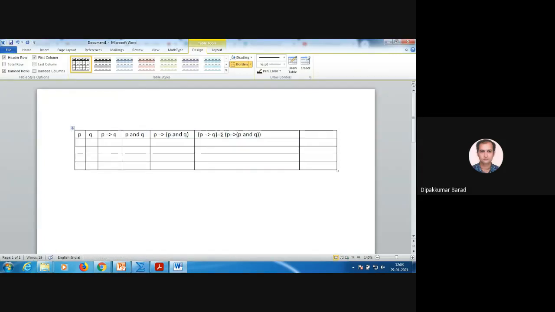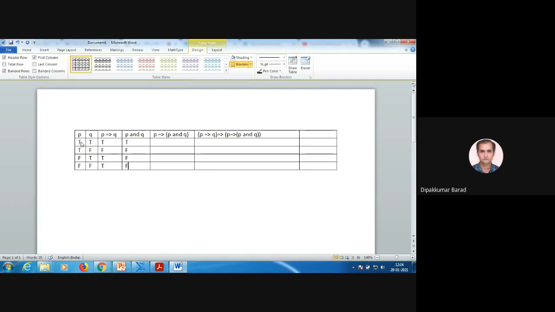Now what I can write here is T T F F. Now here T F T F. What we can say about P implies Q: T implies T is T, T implies F is F, F implies T is T, and F implies F is T. And what we can say about P and Q: T and T is T, T and F is F, F and T is F, F and F is F.